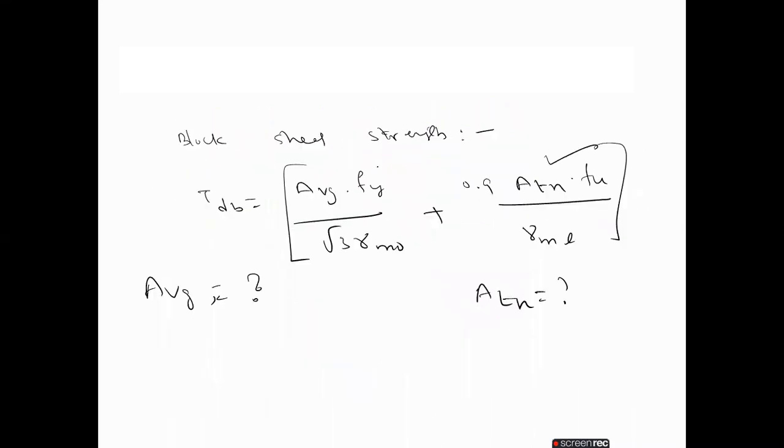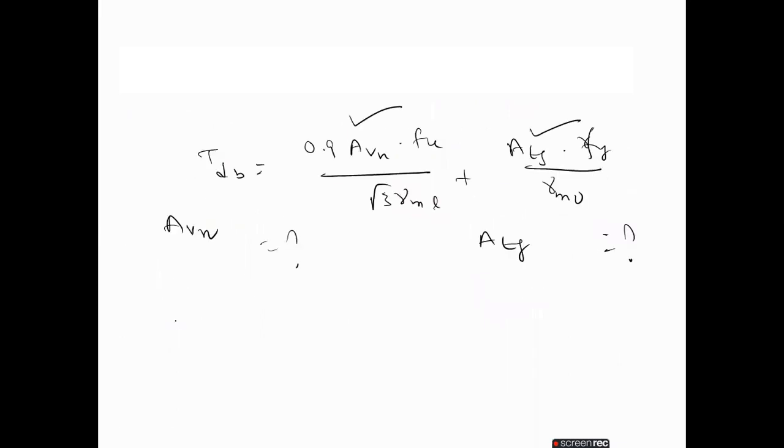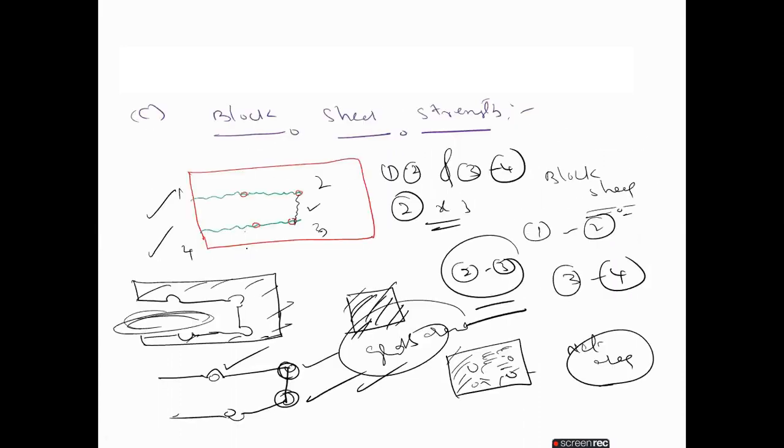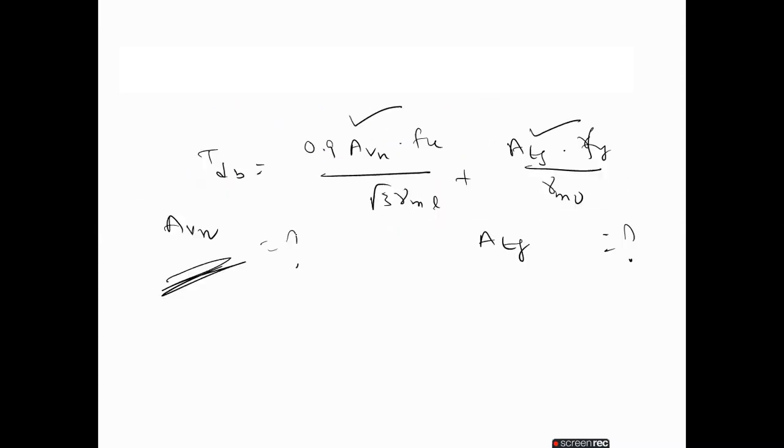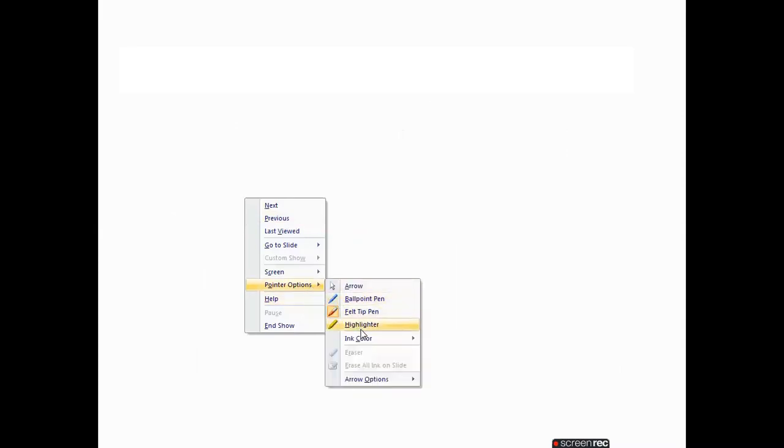So now the first thing in this problem, when you have to calculate, first we have to calculate the AVG and also AVN. So both are area in the shear. That means in the direction of this one, 1 2 and 3 4. So we will calculate that one clearly. Okay, wait for 1 second.